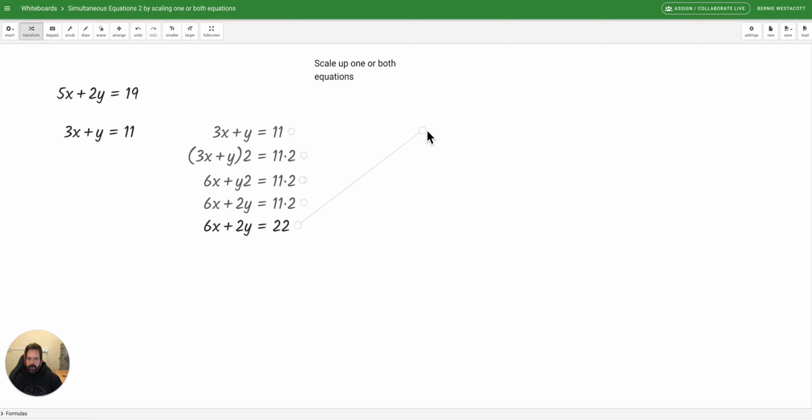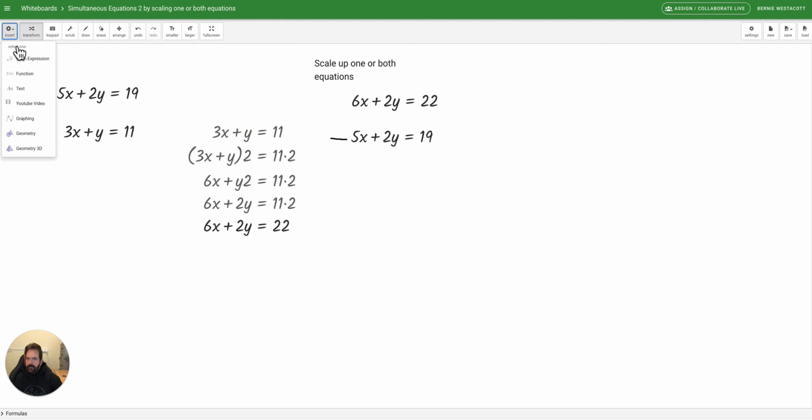So let's make a copy of that one over there, and let's make a copy of that one somewhere underneath it. Let's rearrange those so they line up. Now where are we? Well, we can see that the x's aren't the same, but the y's are the same. So we can eliminate those by doing a subtraction.